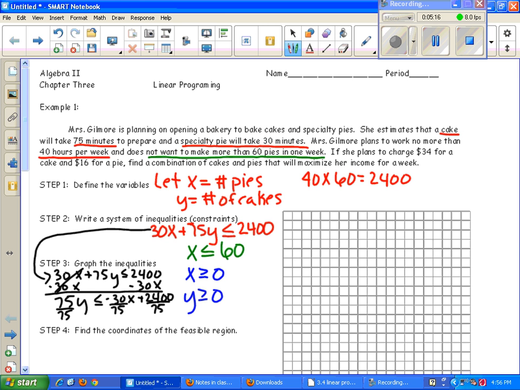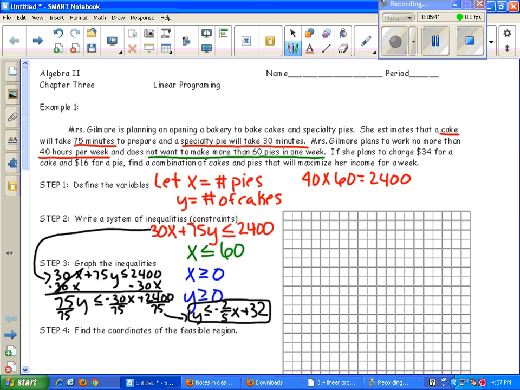And when I do that, I end up with, and I'm going to run out of room here, so I'm going to write it over here. y is less than or equal to negative 2/5 x plus 32. So this is right here, that first equation that we came to solve for y.